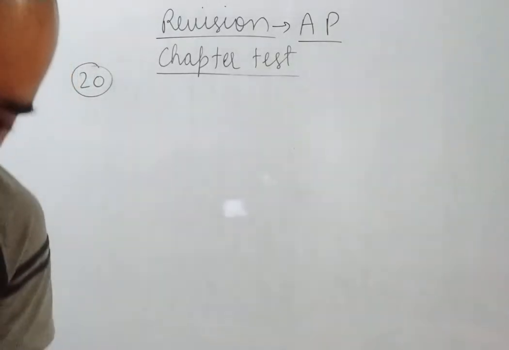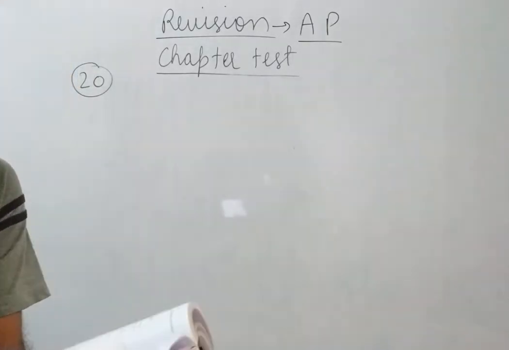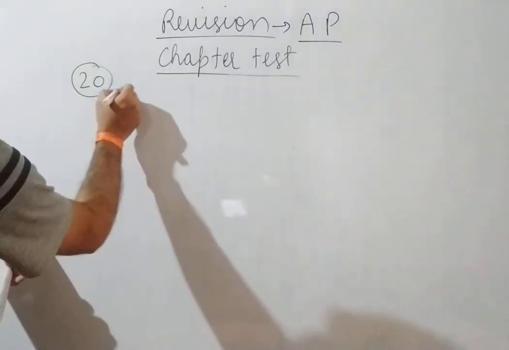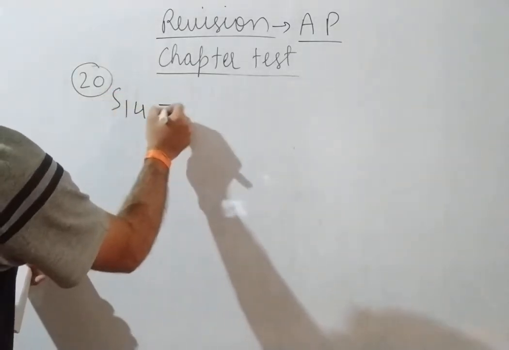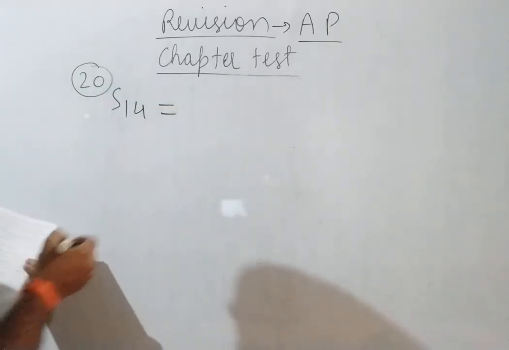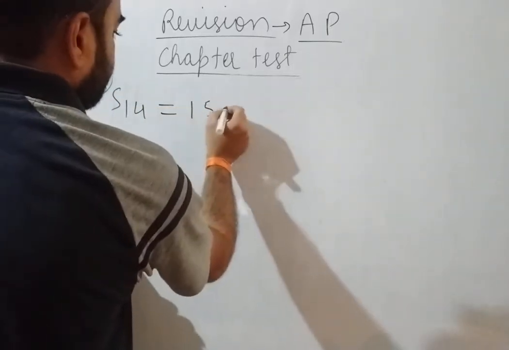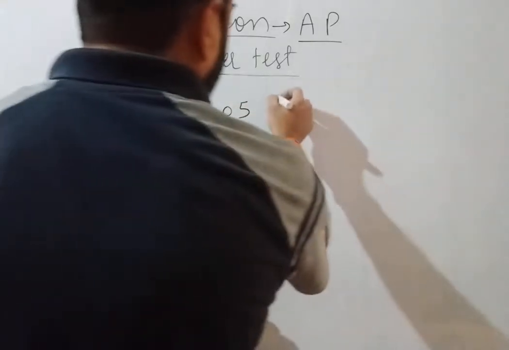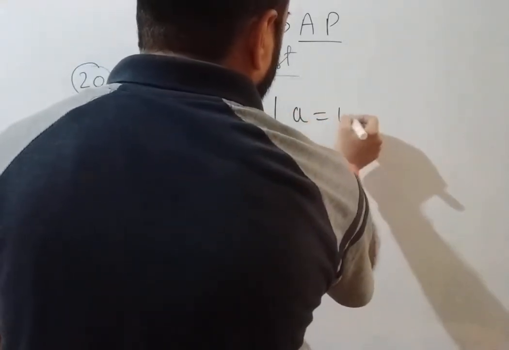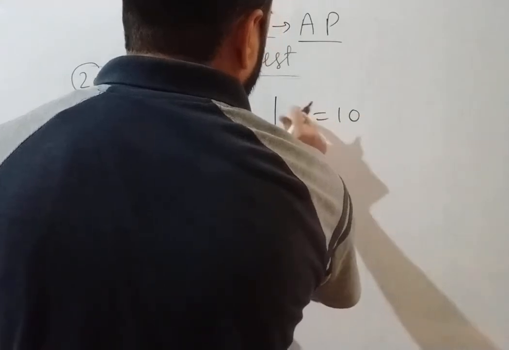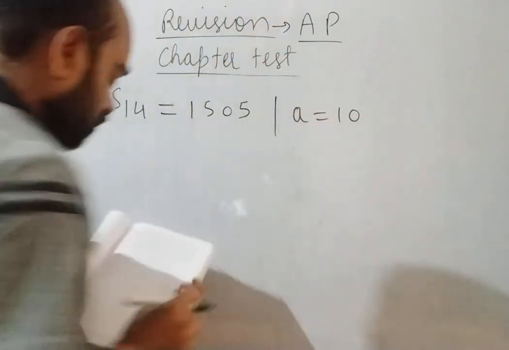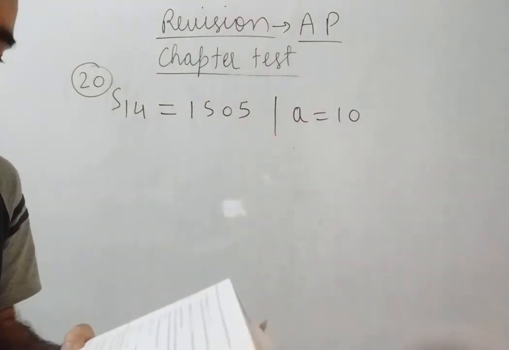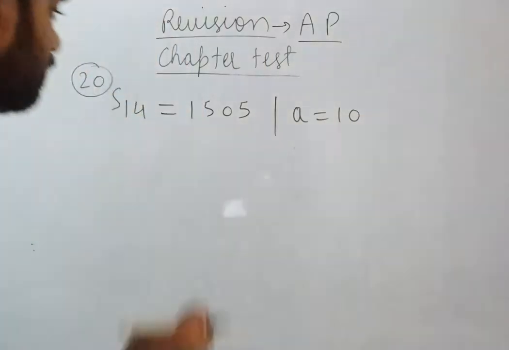Next is the last question, question number 20. Sum of its first 14 terms of an AP is 1505. And next, its first term is 10. First term is 10. Correct? So first term is 10 and the sum of its 14 terms of an AP is given. Find its 25th term. Okay.